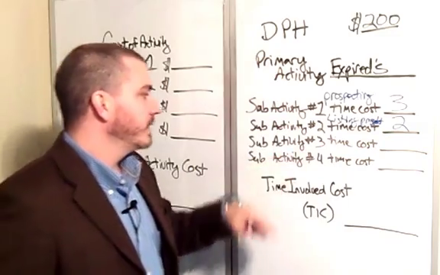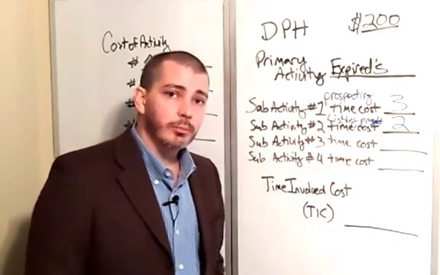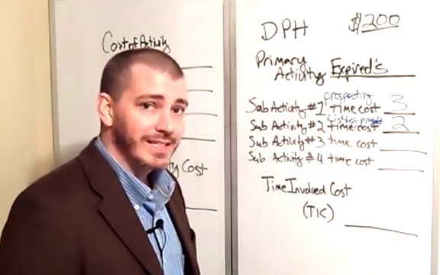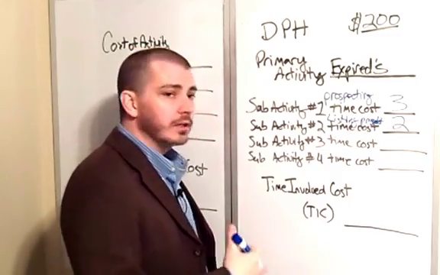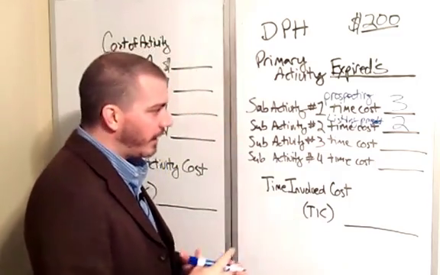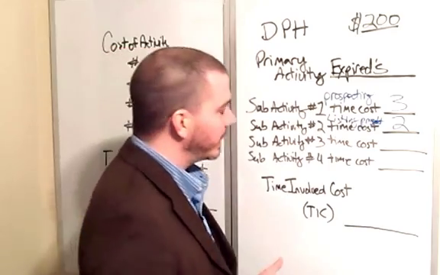So then sub-activity. Well, in order to do the listing presentation, you needed to put the listing presentation together. You needed to do a CMA. You had to get all that packet together. So how long does it take you to do a CMA?